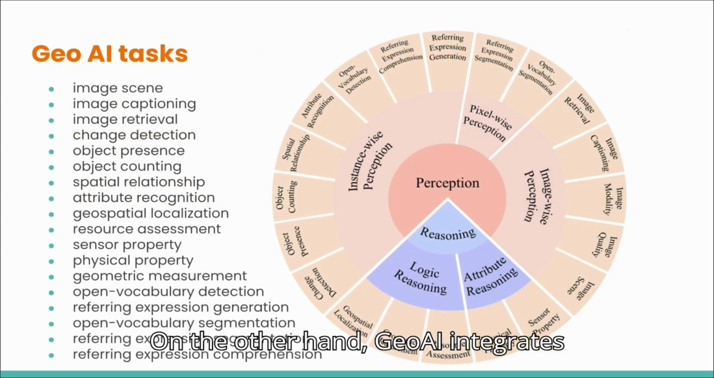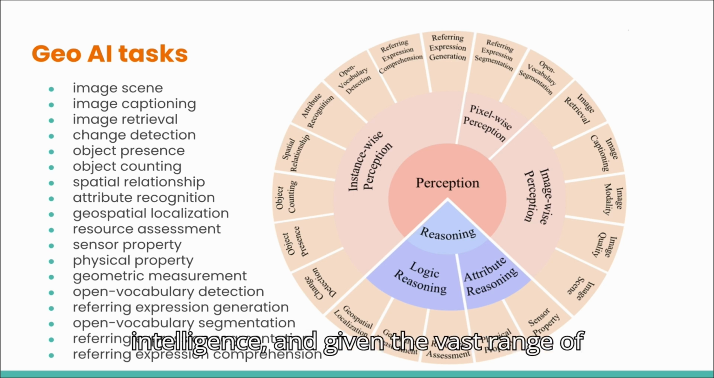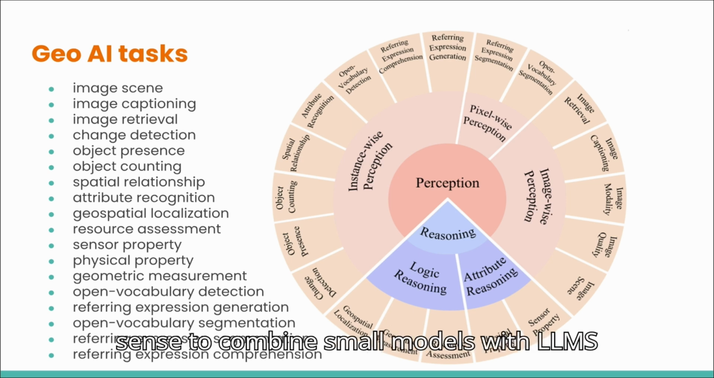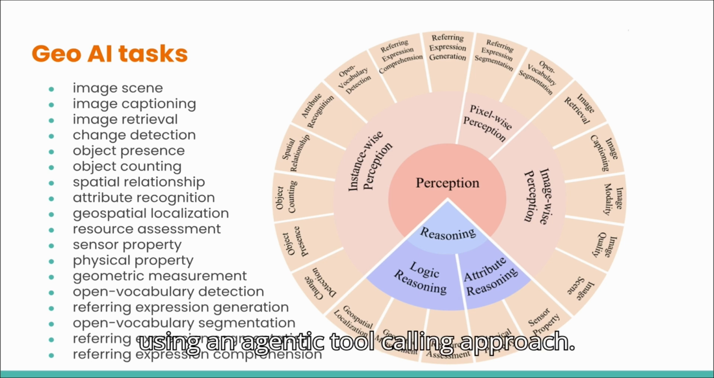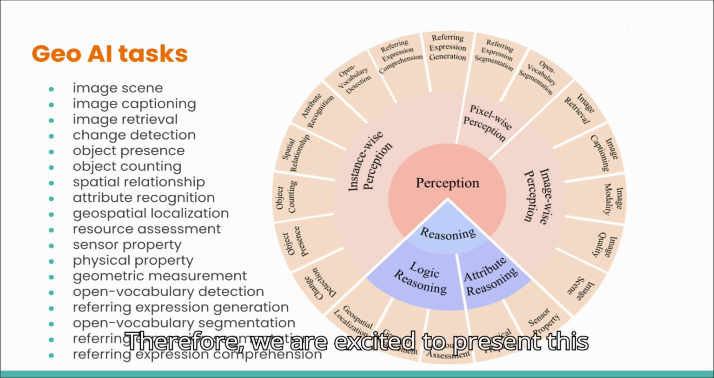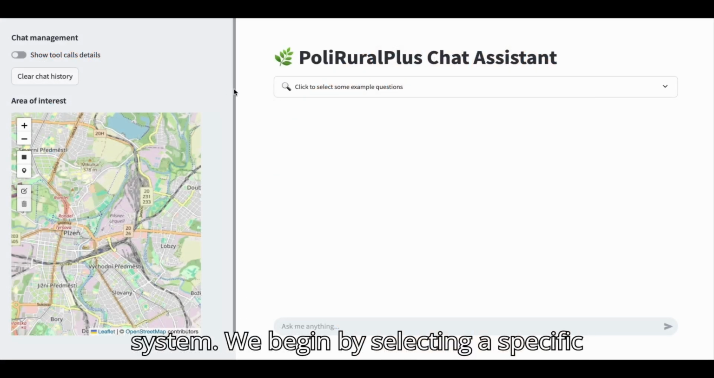On the other hand, GeoAI integrates geospatial data with artificial intelligence, and given the vast range of potential applications, it makes perfect sense to combine small models with LLMs using an agentic tool calling approach. Therefore, we are excited to present this methodology to you. Let us showcase our agentic tool calling system.